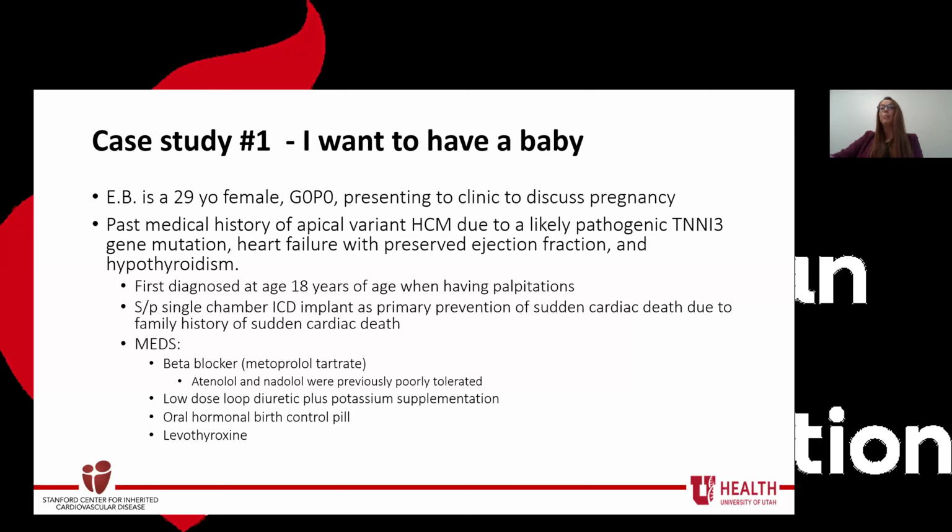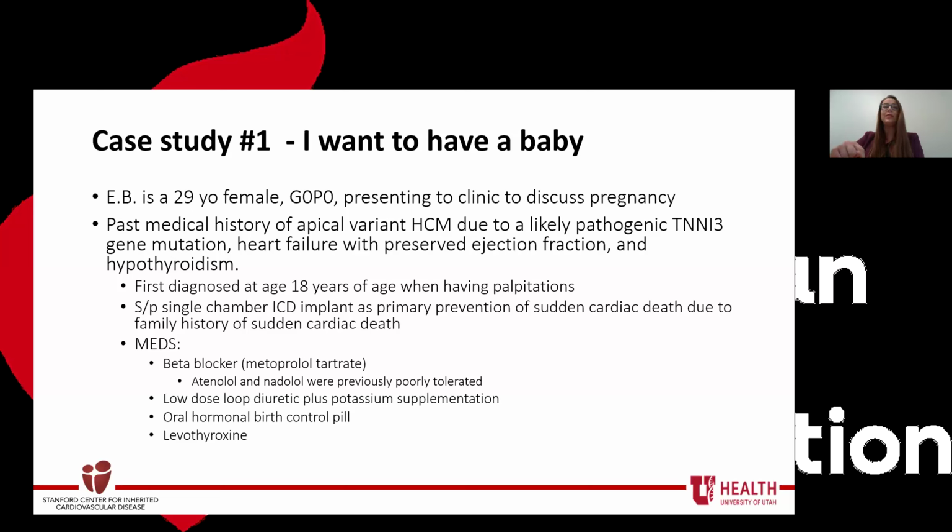This first case study, EB, is a 29-year-old female who has never been pregnant before. She and her spouse are ready to discuss having a baby. Her past medical history: she has apical variant HCM due to a likely pathogenic TNNI3 gene mutation. She has heart failure with preserved ejection fraction and hypothyroidism.